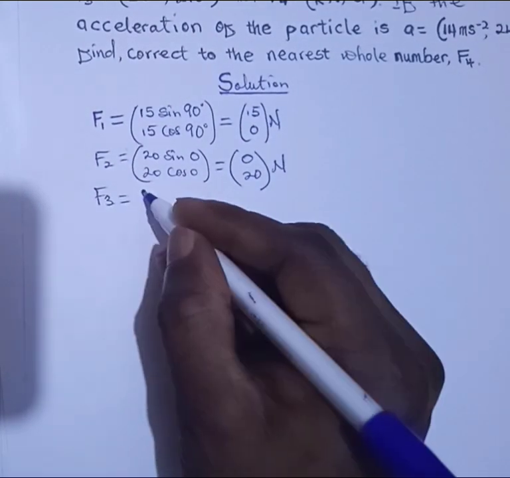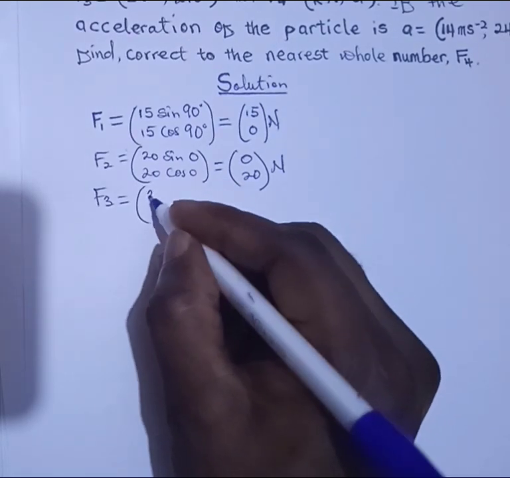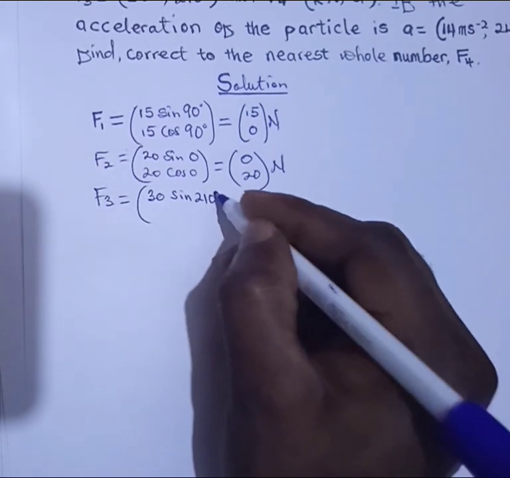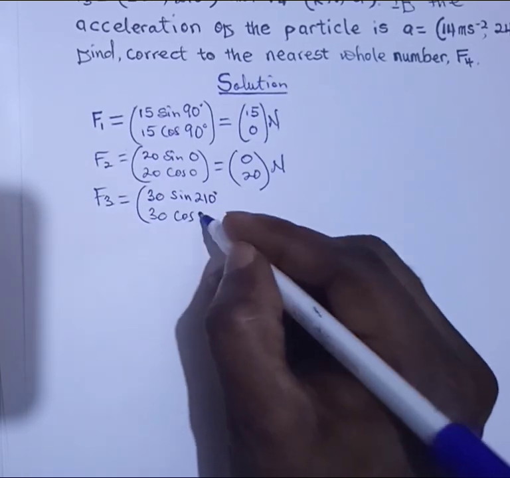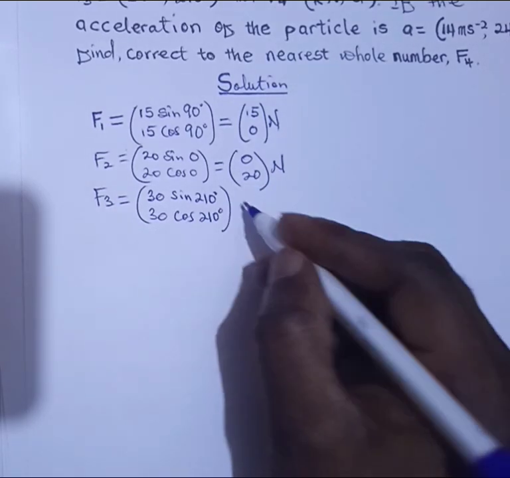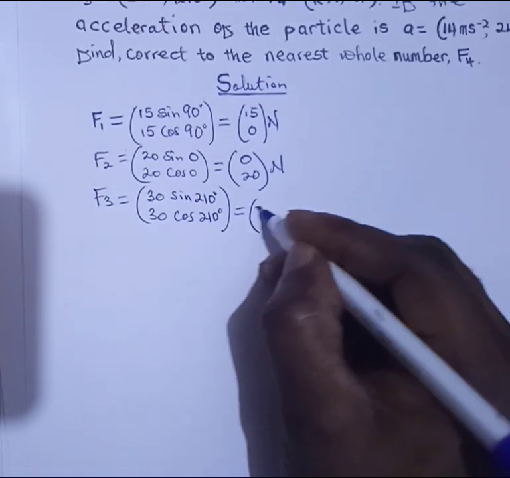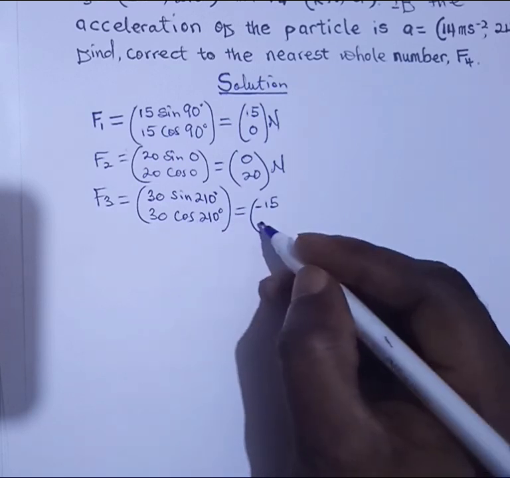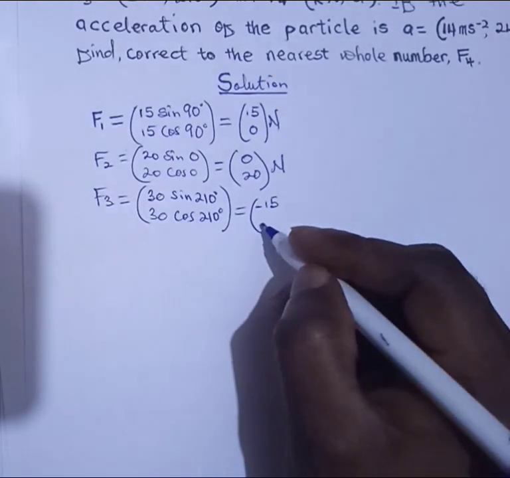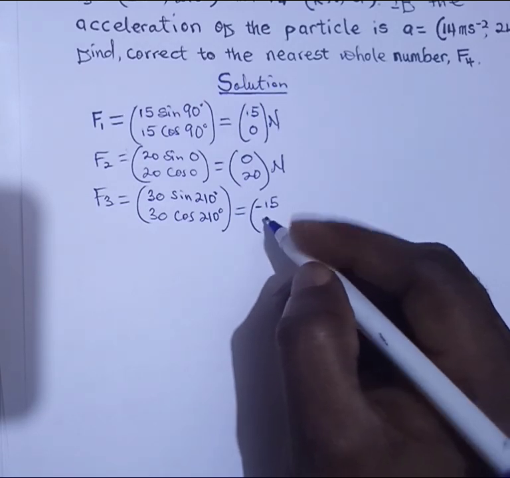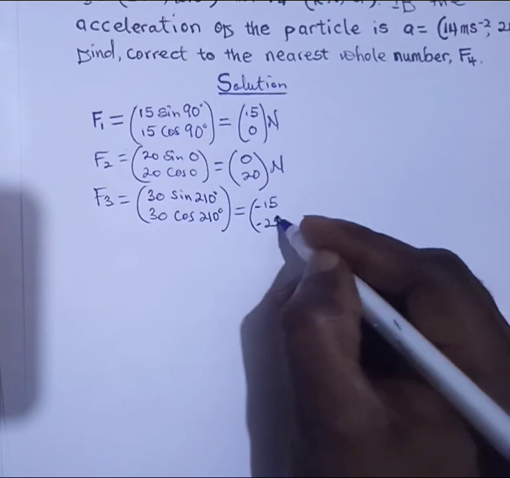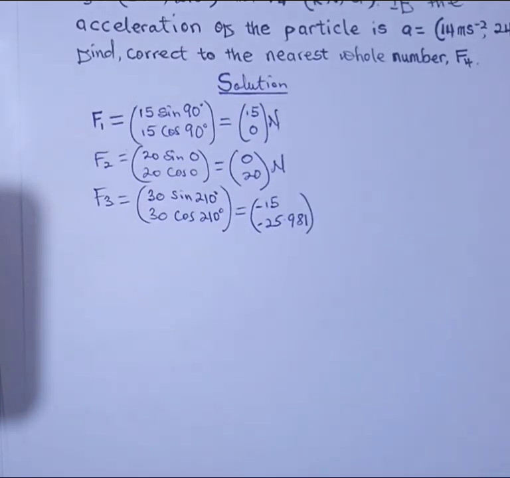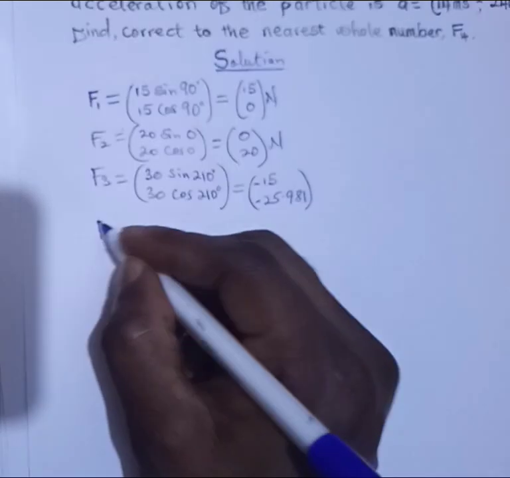F3 is also giving us 30 Newton, and then we have the direction as 210 degrees, 30 cos 210 degrees, which gives negative 15 root 3, but I want to write the decimal form, so we are getting negative 25.981. I rounded to 3 decimal places. All right.